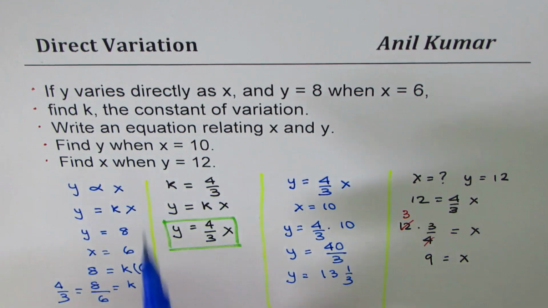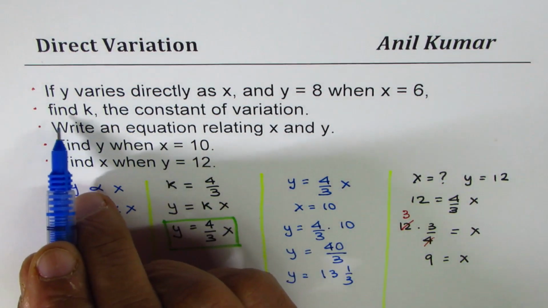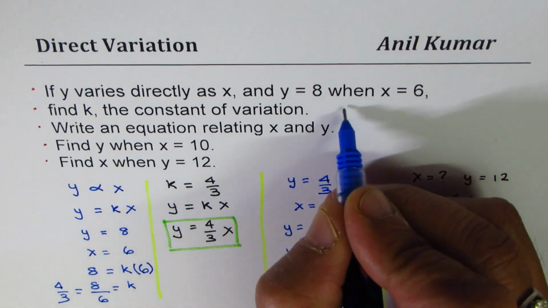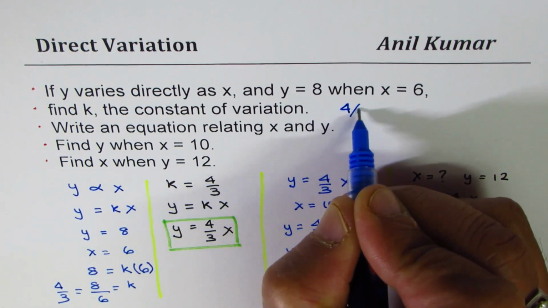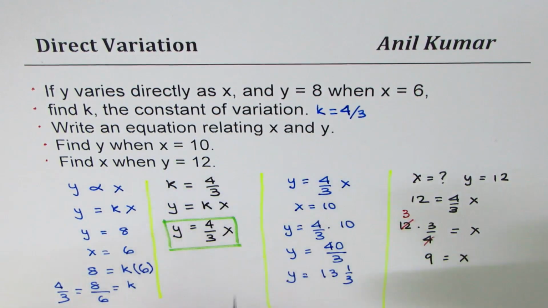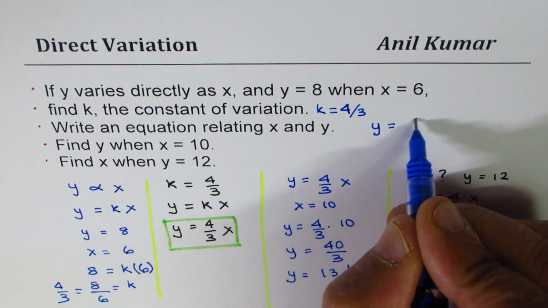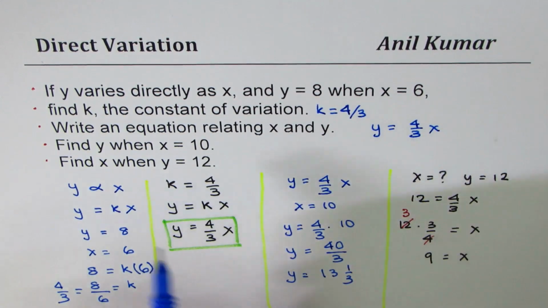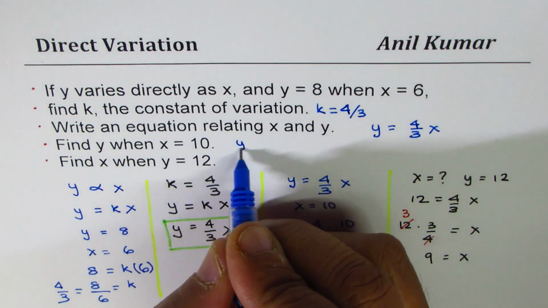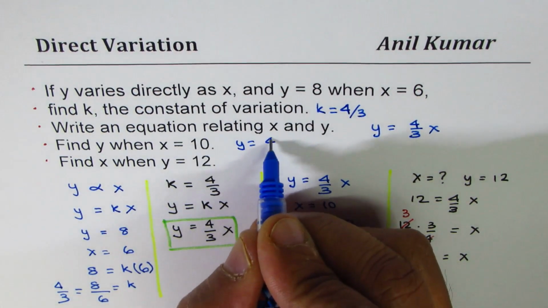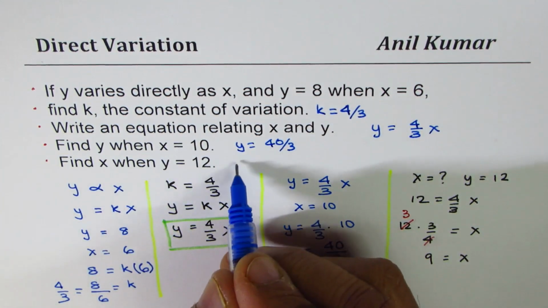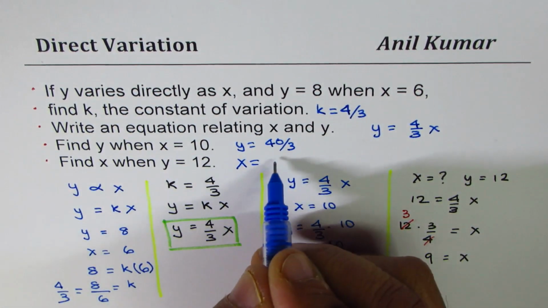So let's write down all our answers here. First, find the value of k, the constant of variation, which is 4 over 3 for us. This is the value of k. Write an equation relating x and y. The equation is y equals 4 over 3 x. Find y when x is 10. When x is 10, y equals 40 over 3. Find x when y is 12. X is equal to 9, right?